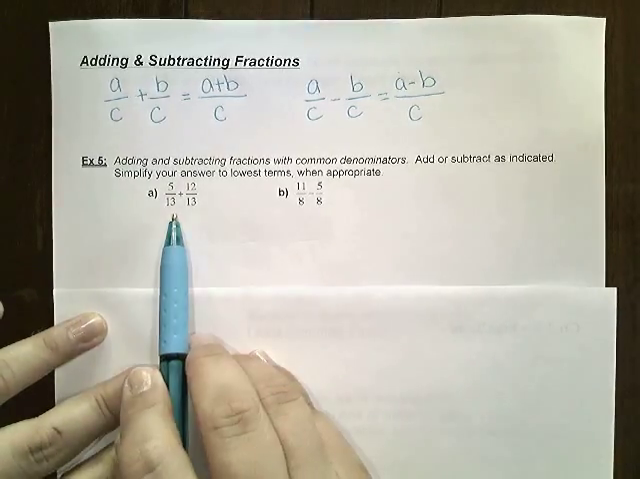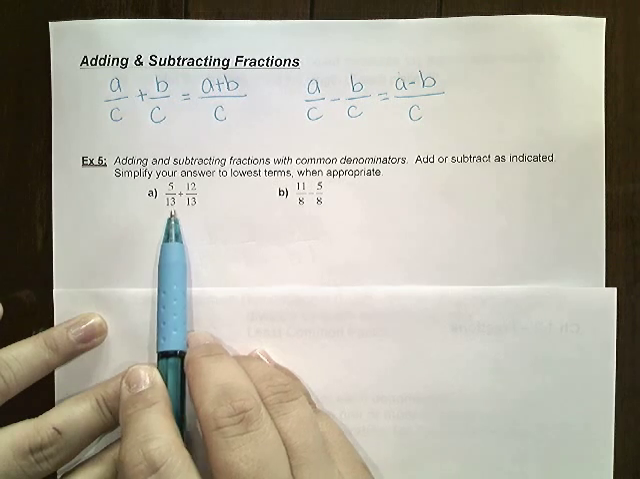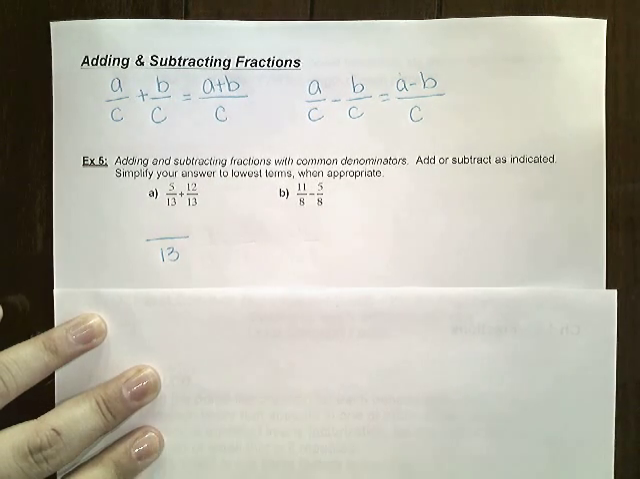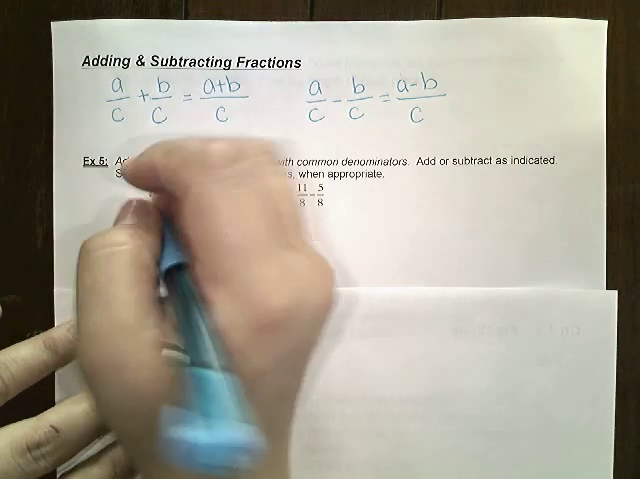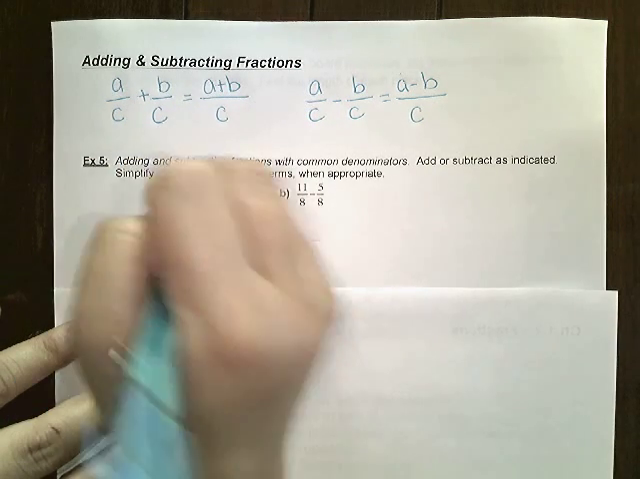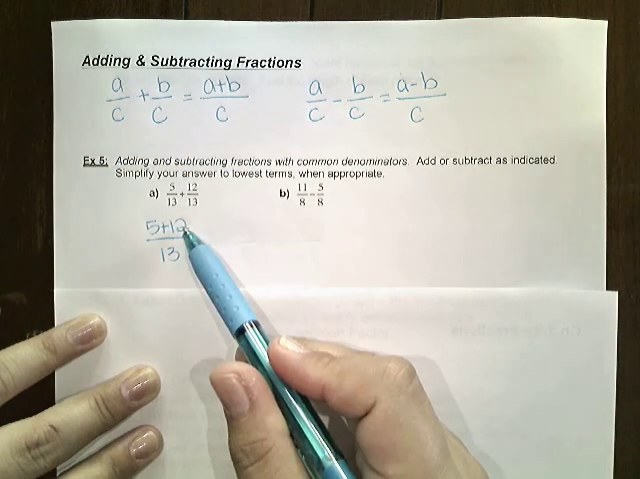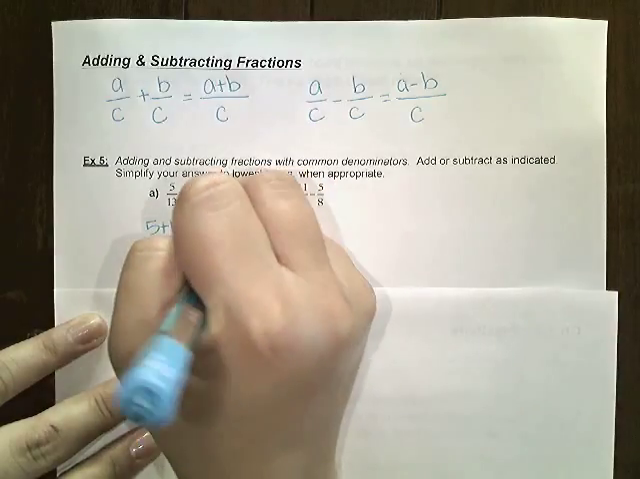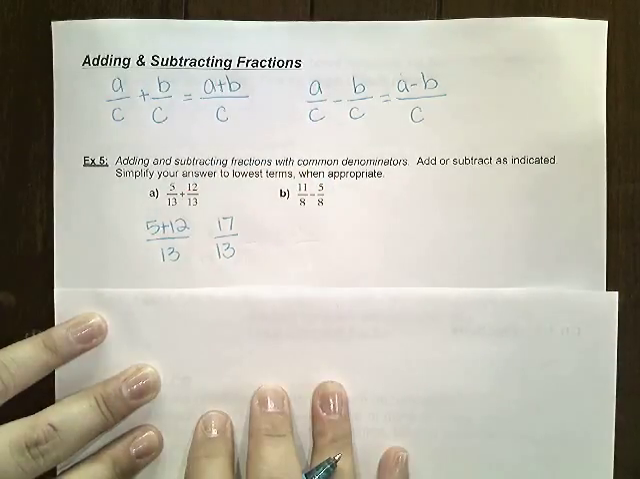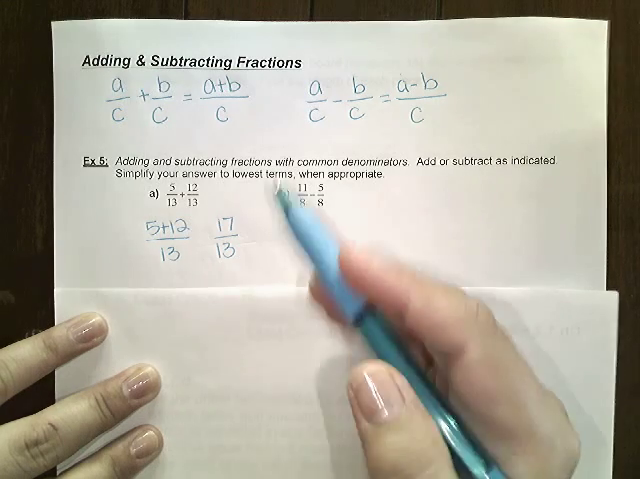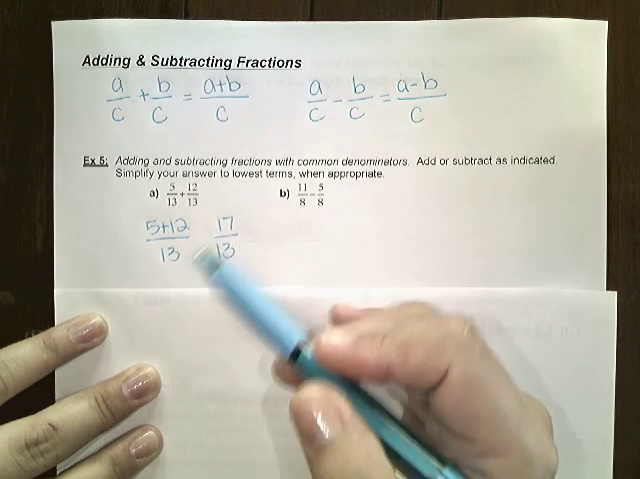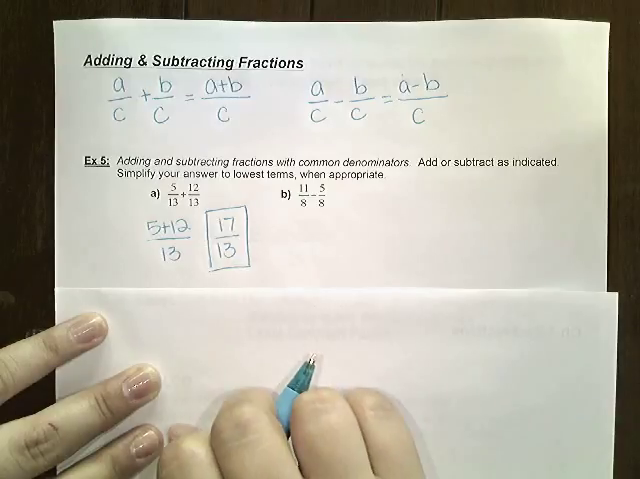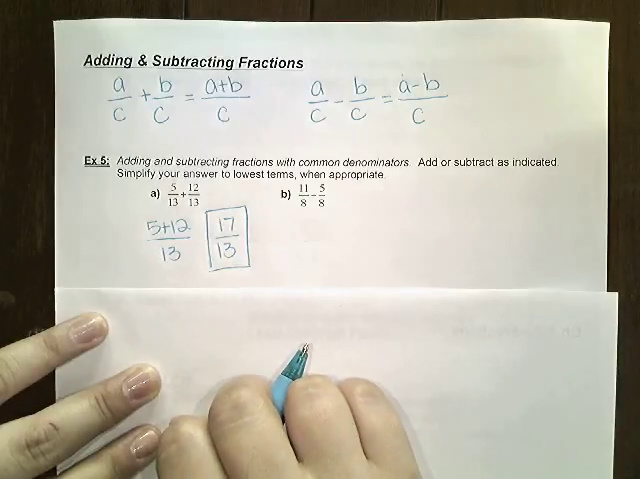First, do we have a common denominator? Yes, it's 13. So I'm going to keep that common denominator of 13, and then I'm going to go ahead and add my numerators together. 5 plus 12 is 17. So we have 17 over 13. And can we reduce 17 over 13 at all? No, that is completely simplified. Both of those numbers are prime numbers, so 17/13 is our final answer.